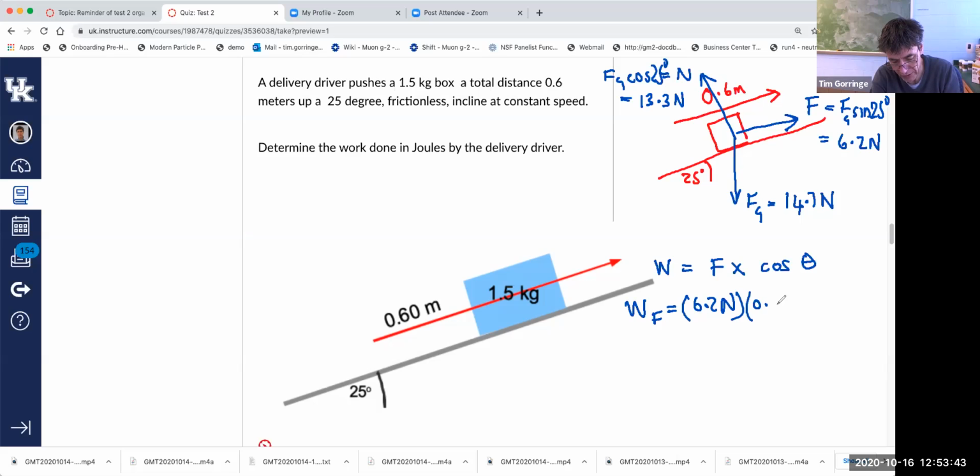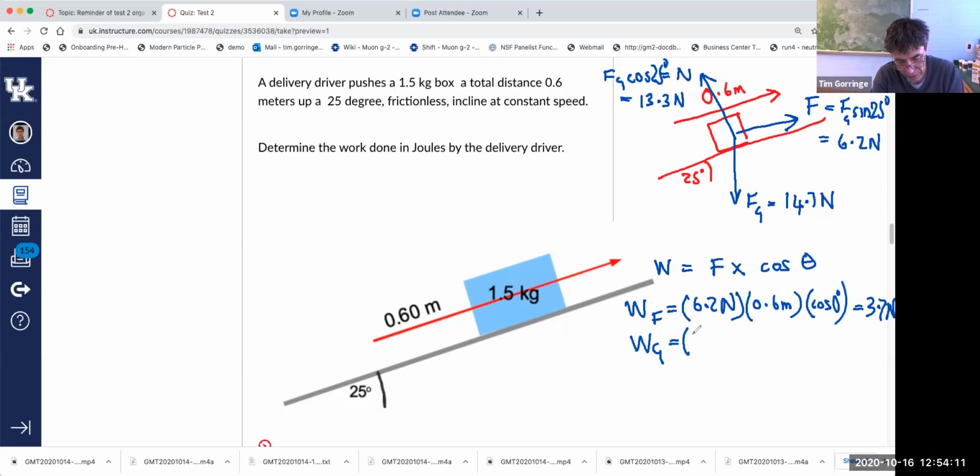The distance moved is 0.6 meters. The motion is up the incline, the force is up the incline, so it's cosine of 0 degrees, which is of course 1. And if we multiply all those things together, I got plus 3.7 newtons.